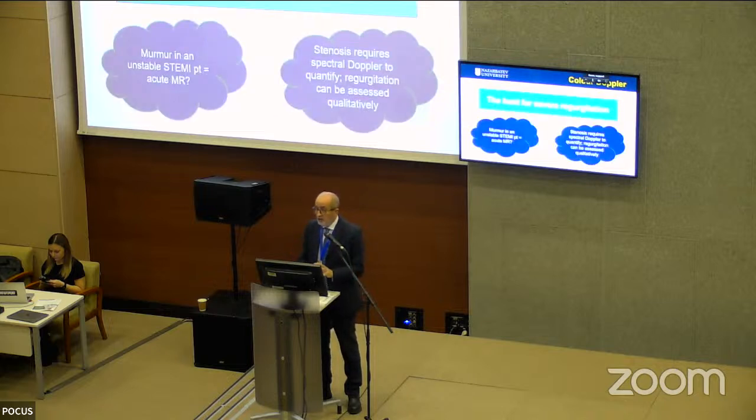So color Doppler is, again, for severe regurgitation. For example, you have a murmur in patient with an unstable ST elevation MI. So the question is, is this an acute mitral regurgitation? And again, stenosis requires spectral Doppler for quantification, while regurgitation can be assessed qualitatively.